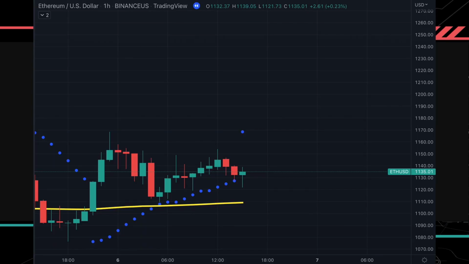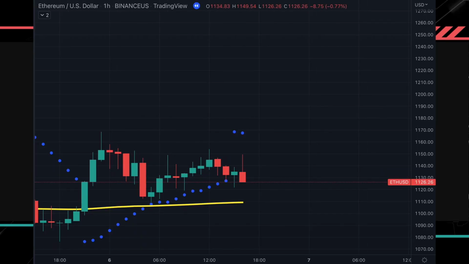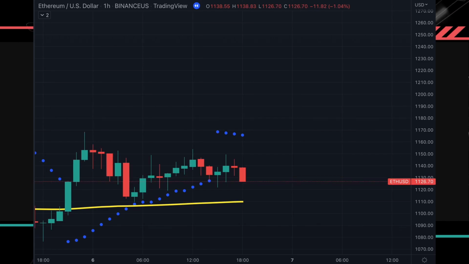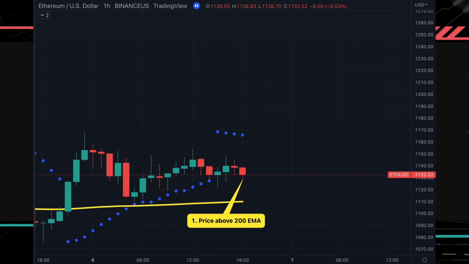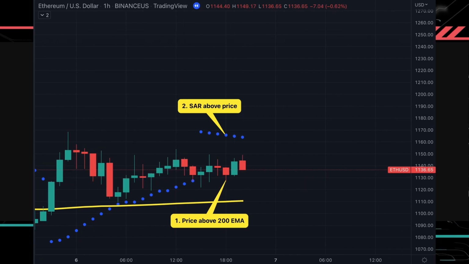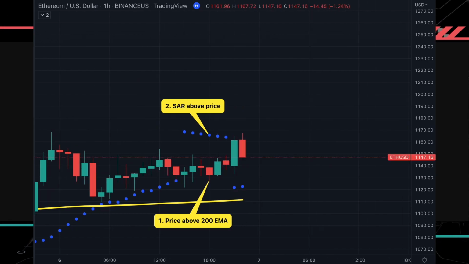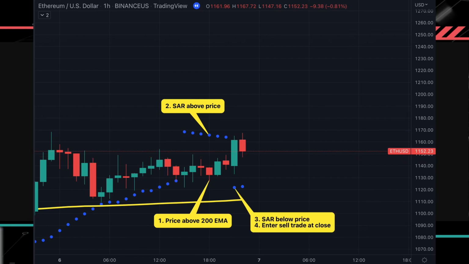Moving on to the next example, we will show you how this strategy is used on crypto. Over here we have the ETHUSD pair. Same as before, the price is above the 200 exponential moving average, so we are looking for a buy signal. Next, we notice that the Parabolic SAR value is above the price. We will just wait for the chart to show a valid buy signal with the Parabolic SAR appearing below the price. Once this happens, we will enter a buy trade at the close of the candle.